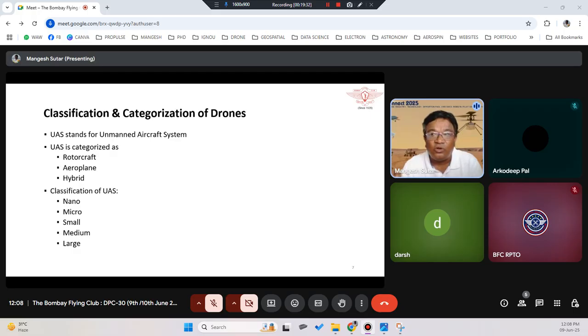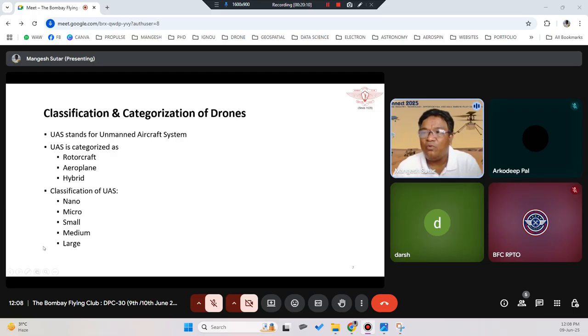So the category is rotorcraft, aeroplane and hybrid. Hybrid is also called VTOL, vertical takeoff and landing. Sometimes people call hybrid VTOL drones. Even your rotorcraft is also VTOL, because it is also capable of vertical takeoff and landing, whereas an aeroplane cannot take off vertically; it requires a runway or some kind of mechanism to fly in the air. So rotorcraft, aeroplane and hybrid are the three categories, and the five classifications based on MTOW, that is maximum takeoff weight, are nano, micro, small, medium and large.